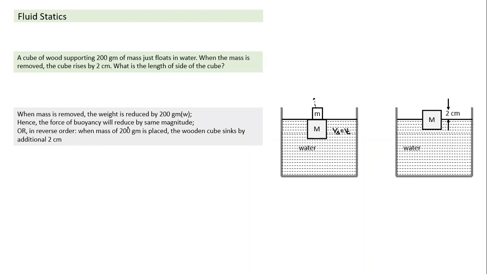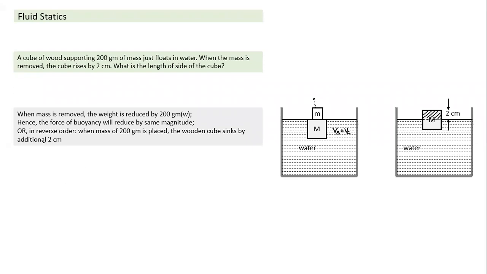Hence, the force of buoyancy is also reduced by the same magnitude. And since it's water, if the weight is reduced by 200 grams, the volume of water displaced will also reduce by how much? How many cc? 200 cc. So this question indirectly implies that the volume of water displaced gets reduced by 200 cc. So this volume, what we see here, should be equal to 200 cc.